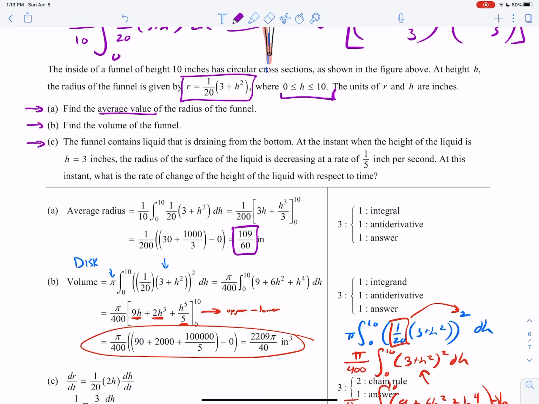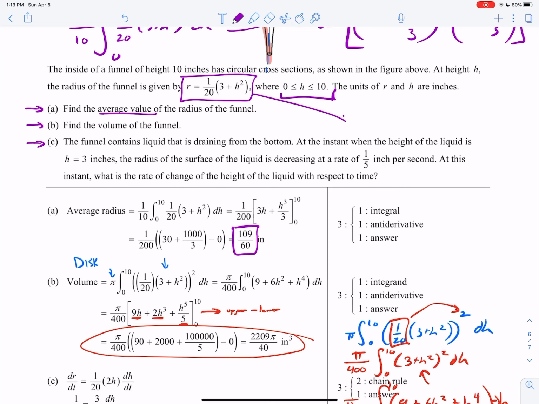So the funnel contains liquid that is draining from the bottom. At the instant when the height of the liquid is 3 inches, the radius of the surface of the liquid is decreasing at a rate of 1/5 inch per second. At this instant, what is the rate of change of the height with respect to time? Whew. Okay, here we go.